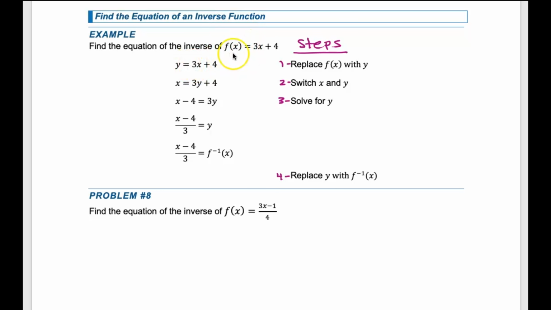First, when we're given our equation, we have f of x equals 3x plus 4. So we're just going to replace that f of x with a y and rewrite it. Then we'll switch our x and y. Then we're going to solve our equation for y. And then last, we're going to replace that y with the inverse of f of x notation. And then we'll have the equation of our inverse of f of x.